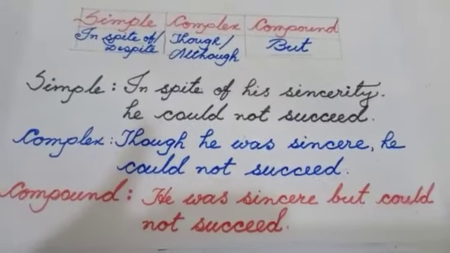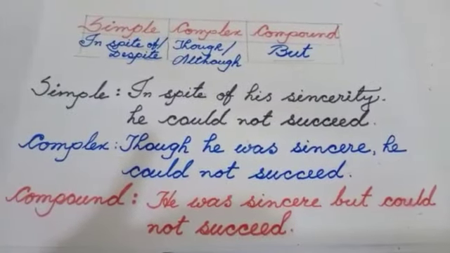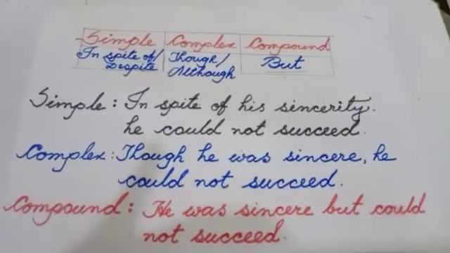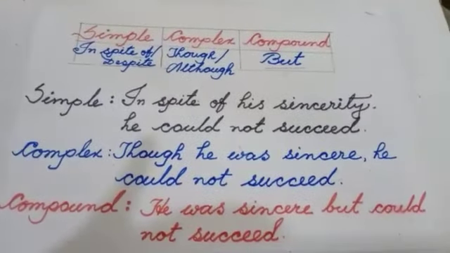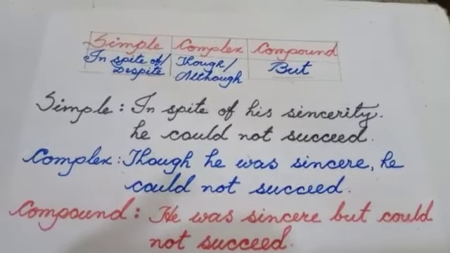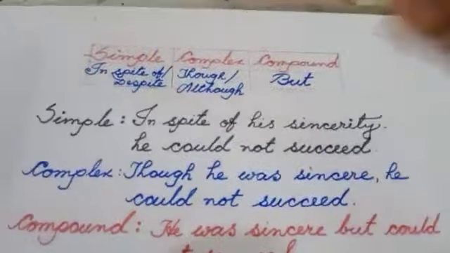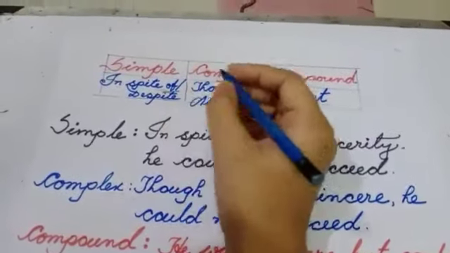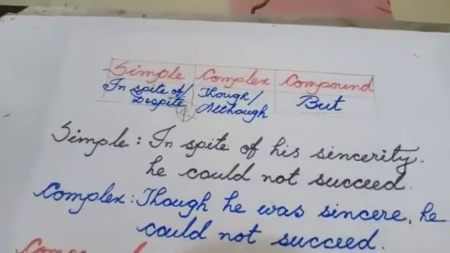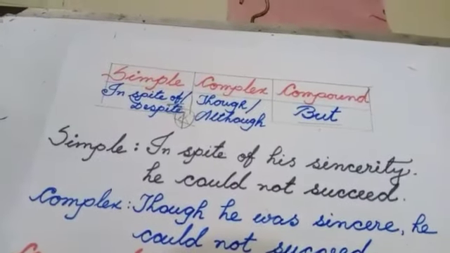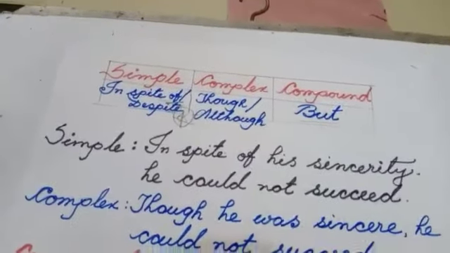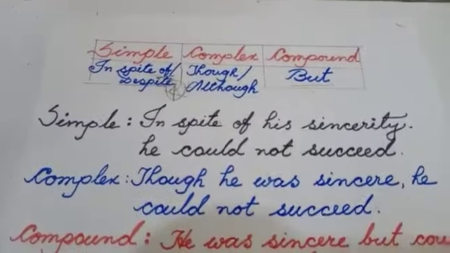This is our second rule. Sometimes we get in spite of or despite in simple sentence. To make it complex, we have to use though or although, and to make it compound, we have to use but. Now one thing you must need to remember, that is after in spite we can put of, but we cannot put of after despite. Okay, so we can say in spite of, but we can't say despite of.